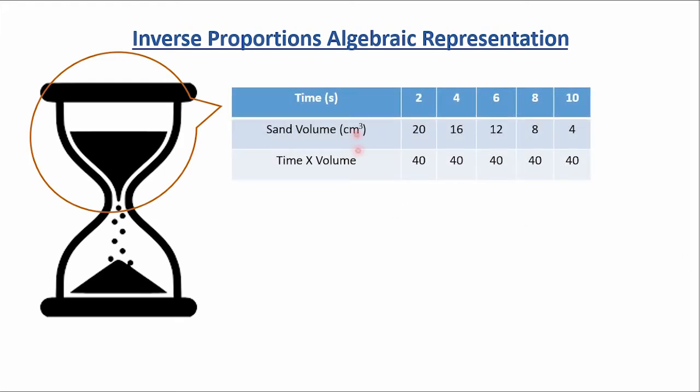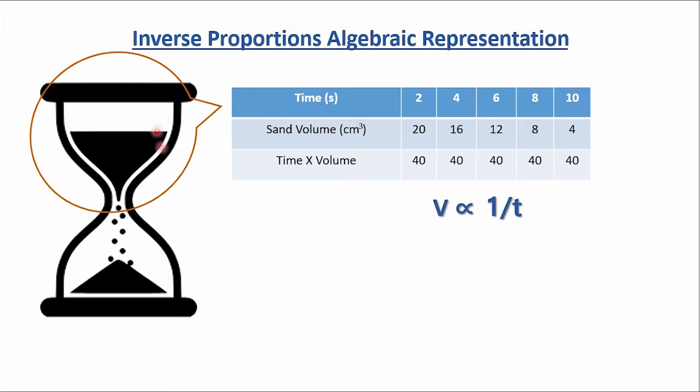This table shows time of 2 seconds, 4, 6, up to 10 seconds. Imagine the volume here is initially 20 centimeter cube. Then it decreases gradually. After 10 seconds, it becomes 4 centimeter cube. Then if you multiply these two, time into volume, 2 into 20 is 40, 4 into 10 is 40. Like that, if you multiply these, you always get the same answer, that constant value.